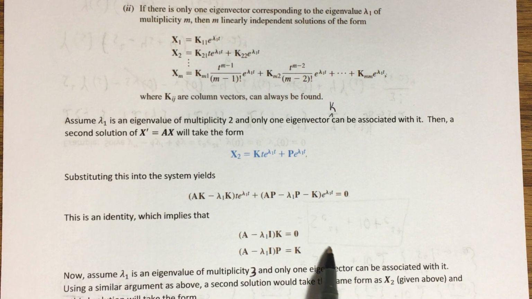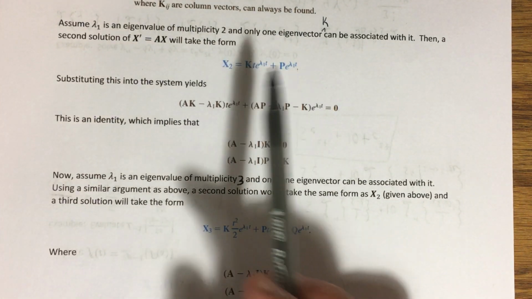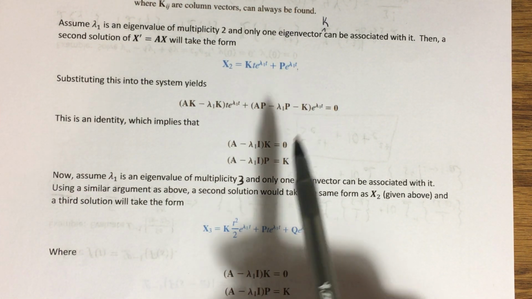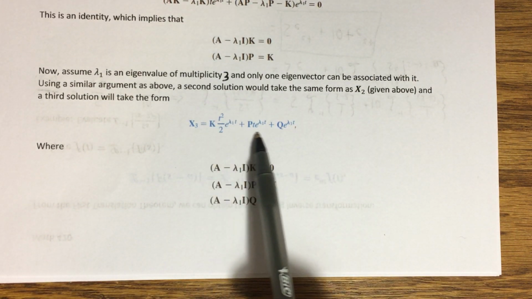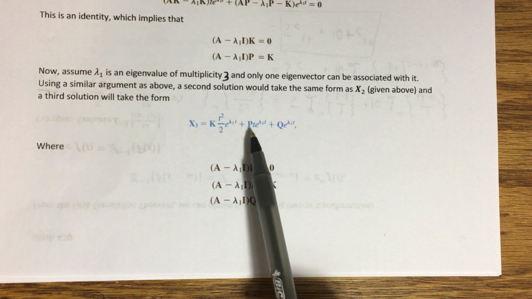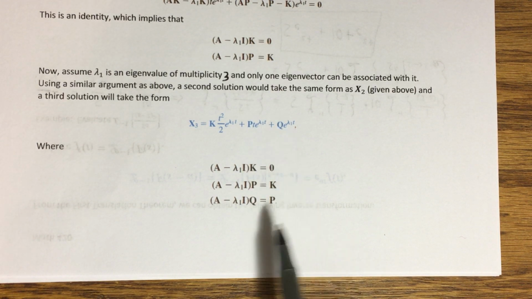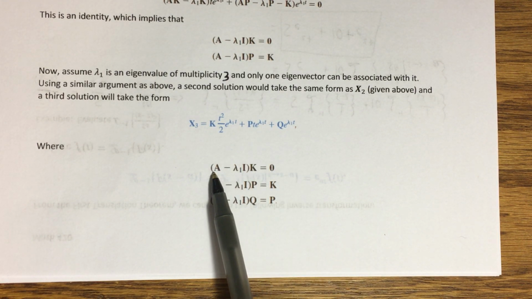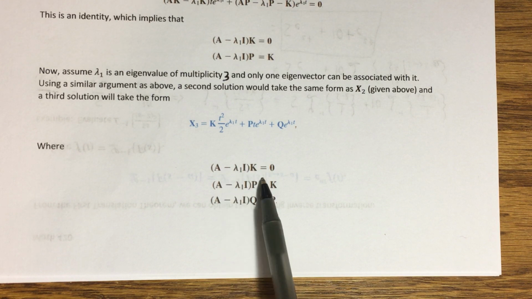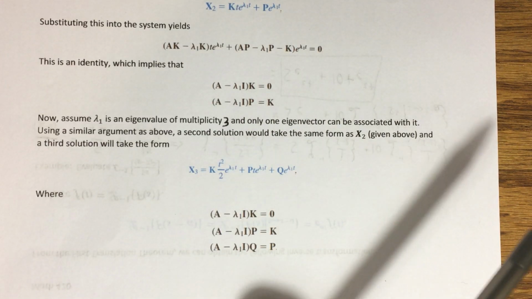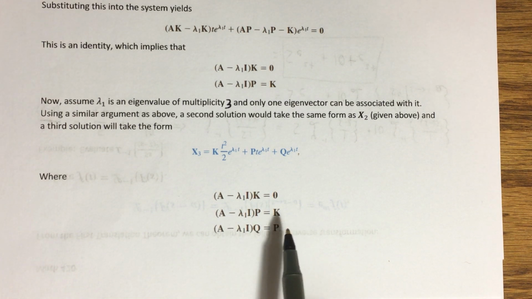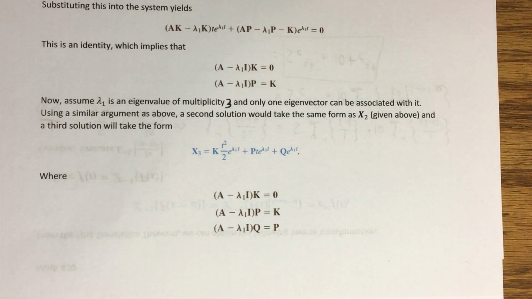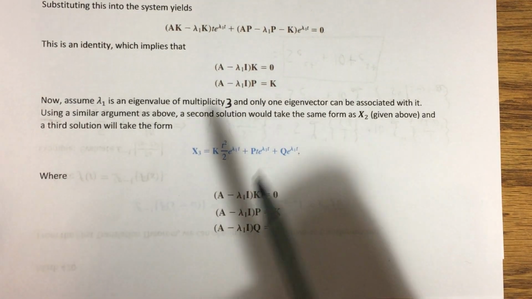We can get a second solution using what we just talked about. And then we can get a third solution, which would take this form, and the p and the q, those two vectors, are related by these equations. So again, these first two equations are the same ones that we got here. Q is going to relate to p: (A minus lambda 1) q equals p. Okay? And we're not going to walk through that argument because it's similar to what we did there.